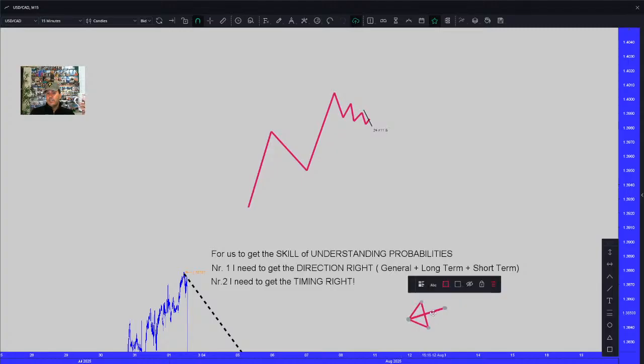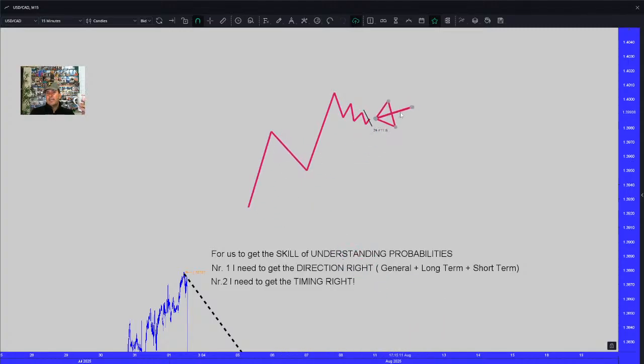So if I got the direction right, but I got the timing wrong, what is going to happen? Am I going to win or lose as an analyst? Type in the chat, everybody, what do you think? Of course, on Teams they are saying: John, lose. Marina, lose. Marco, lose. Paul, lose. Paolo, lose. Todd, lose. Max, lose. Maxine, lose.